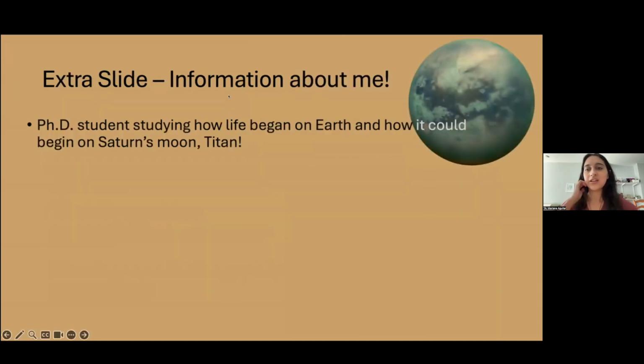I'm a PhD student in, like Thomas said, the Earth, Atmospheric, and Planetary Science department, but I study the planetary side. And so I'm studying how life can begin on a planet. Specifically how it started on Earth, 4.5 billion years ago, and then how it can begin on a moon such as Titan, which is around Saturn, which is a very different world compared to ours. So I'm studying how life can start on these planets.